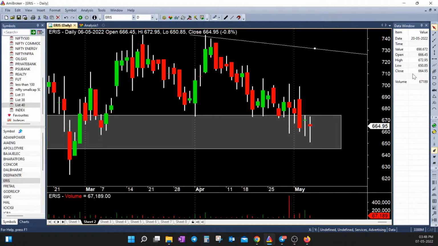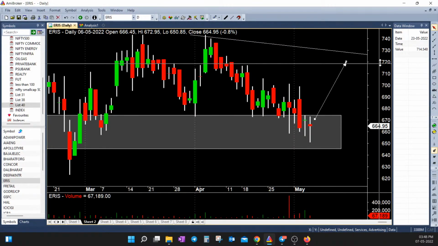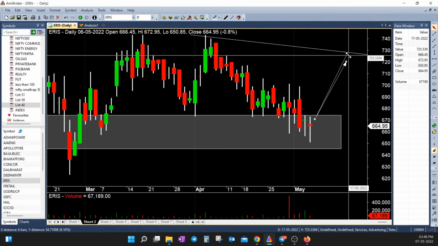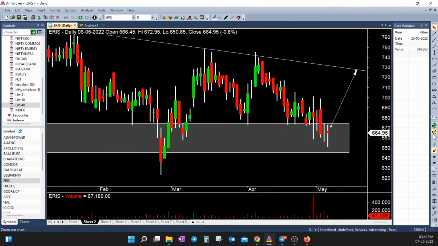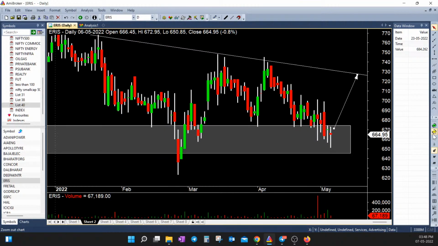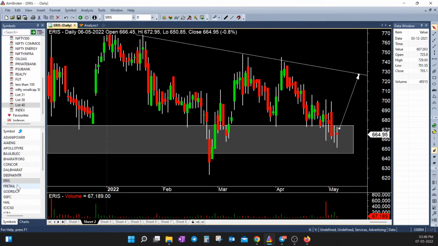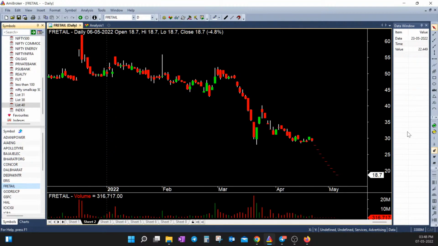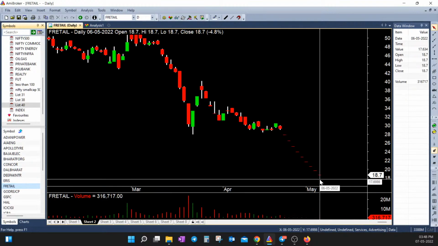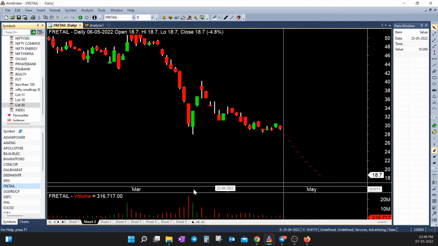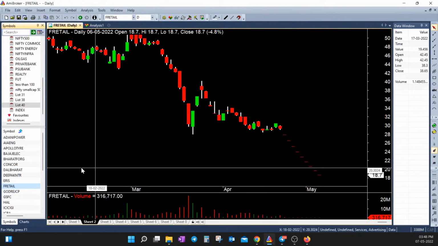Yeah, there is a chance of going upwards here. There is a chance of going upwards till 720, 730, till this line. Free tail, so avoid this. Why? This is a penny stock as well as making lower circuits.